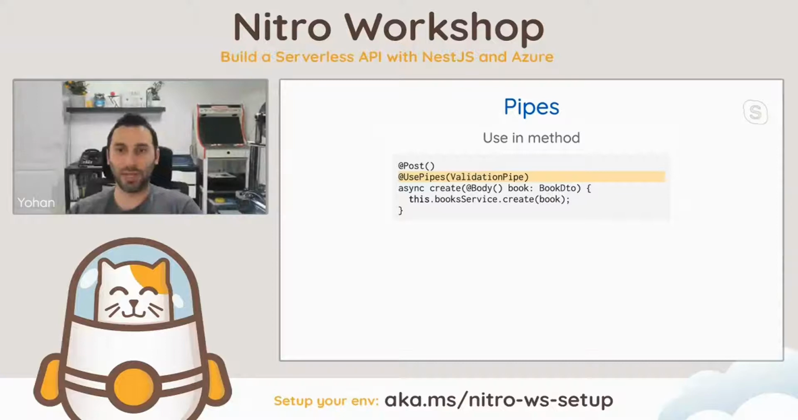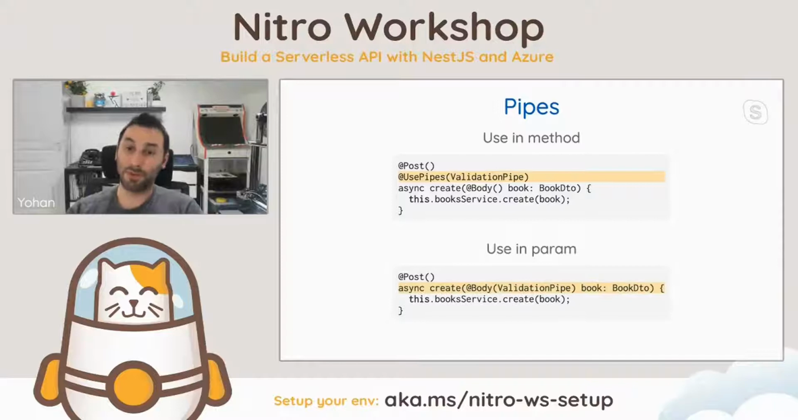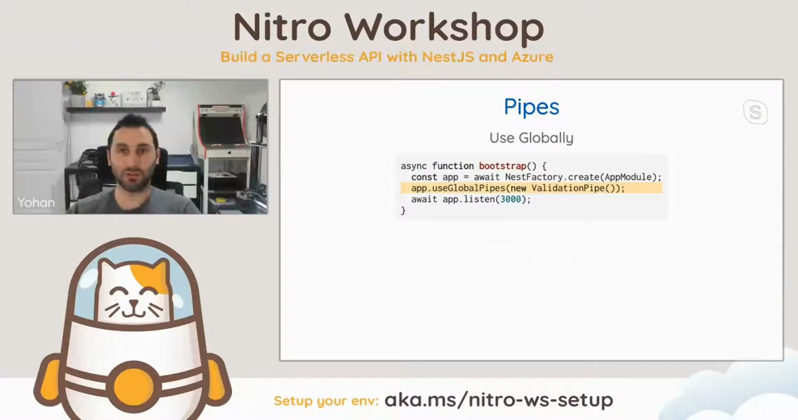You can use a pipe either on a controller method using the @UsePipes annotation and then give the pipe you want. You can also use a pipe in the parameters of any controller method. Like, for example, in the @Body annotation, I can validate the body that was sent to this post method using my specific validation pipe to make sure there's everything that I expect in the book object.